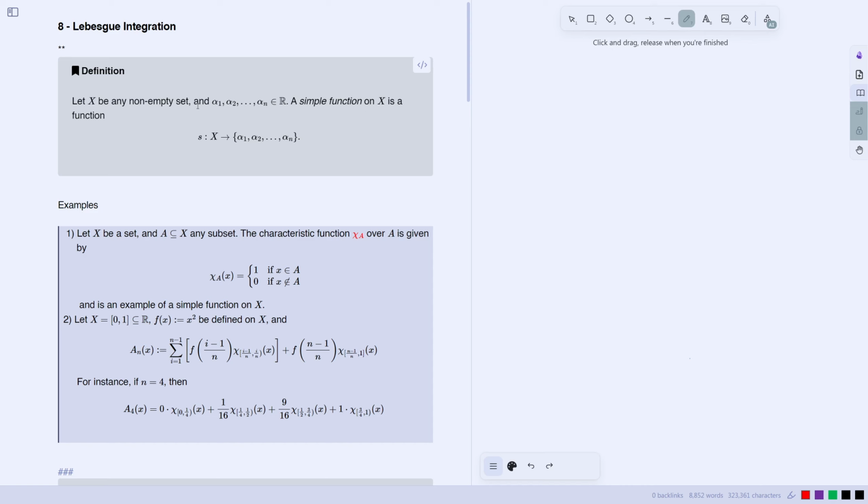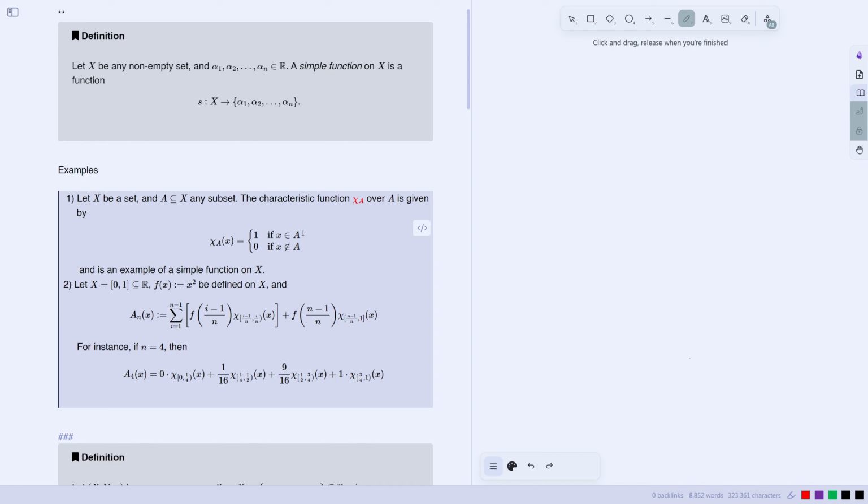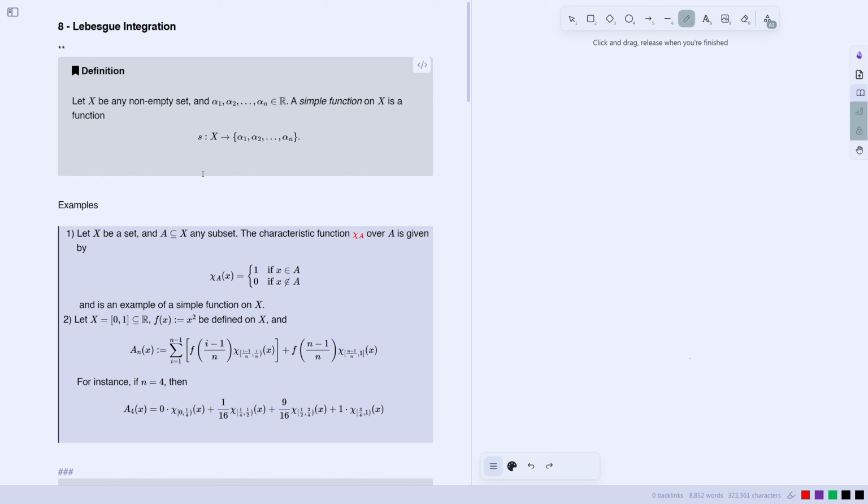We'll take any non-empty set X and take any finite amount of real numbers, alpha 1, alpha 2, up to alpha n. These are going to be the values of your simple function. That's all a simple function is. It is a function on a set X that takes on a finite number of points in R. Its range is just a finite number of real numbers. That's all it is. Let's look at some examples of simple functions.